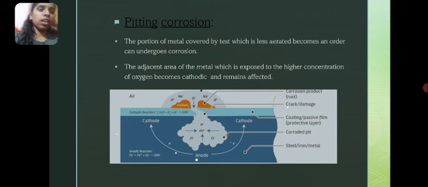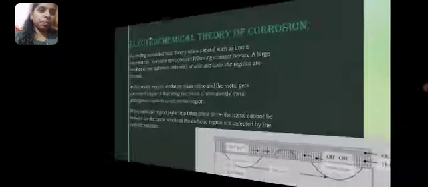Pitting corrosion. The portion of metal covered by dirt, which is less aerated, becomes anodic and undergoes corrosion. The adjacent area of the metal, which is exposed to a higher concentration of oxygen, becomes cathodic and remains unaffected.